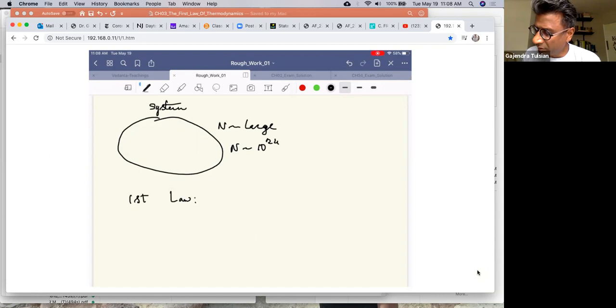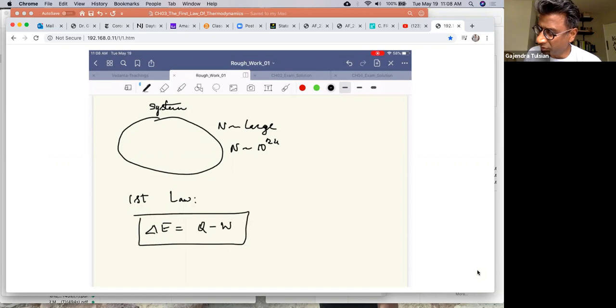Now here is the first law of thermodynamics. It states that the change in internal energy of the system is equal to the heat added to the system minus the work done by the system. This entire chapter is based on that. So again, the change in internal energy of the system is the heat added to the system minus the work done by the system.